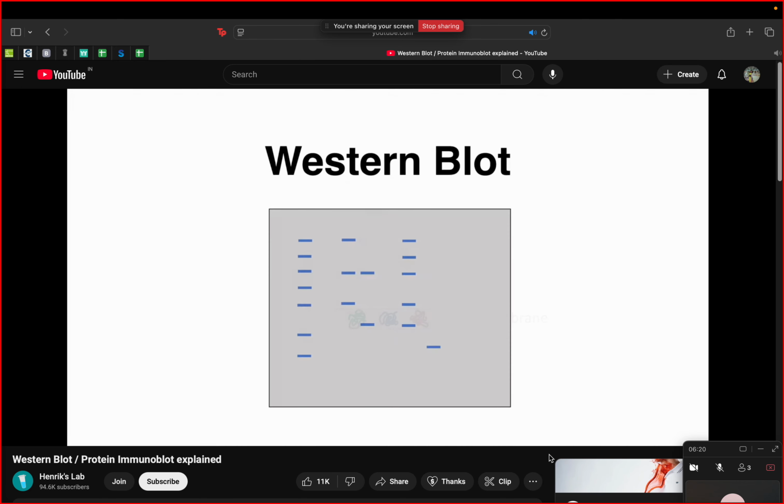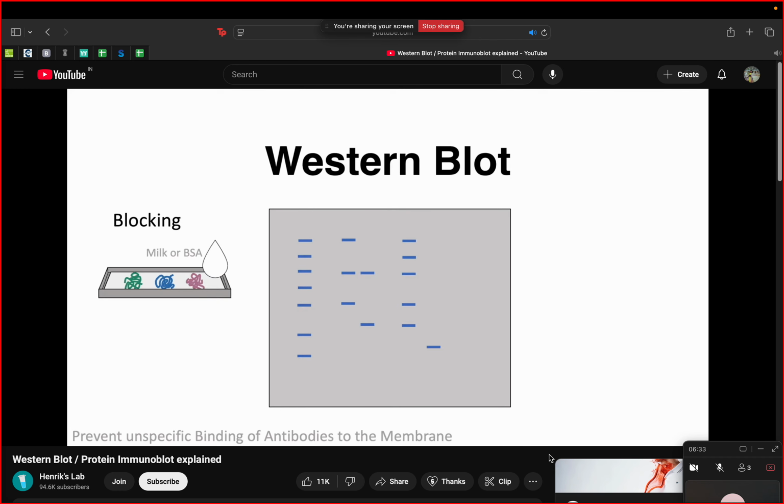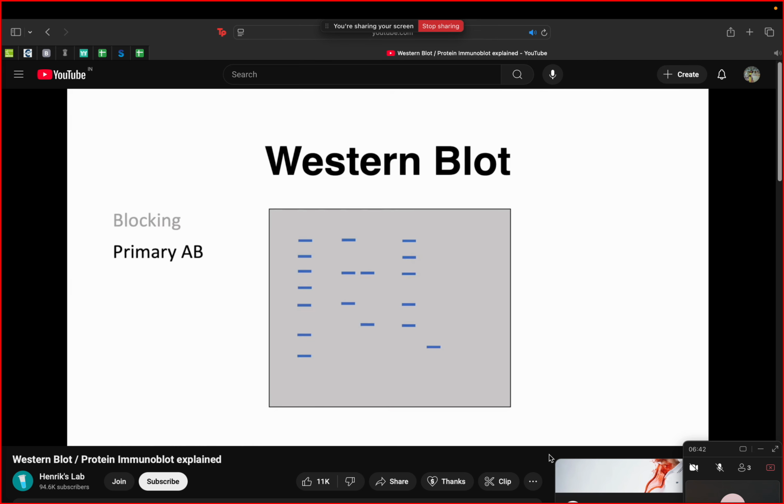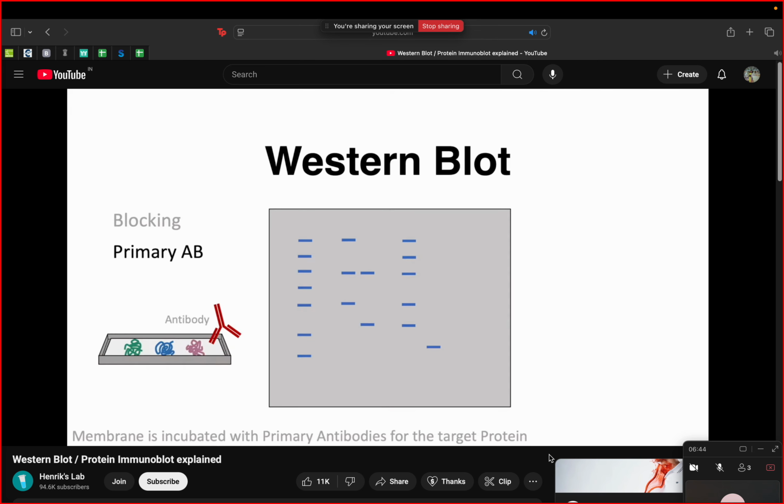From now on, the membrane has to be incubated several times. The first step includes blocking. Therefore, the membrane is incubated with milk or BSA. Blocking should prevent antibodies from unspecifically binding to the membrane or to other proteins. After blocking, the membrane can be incubated with the primary antibody. This antibody should be selected to only bind to the protein of interest.